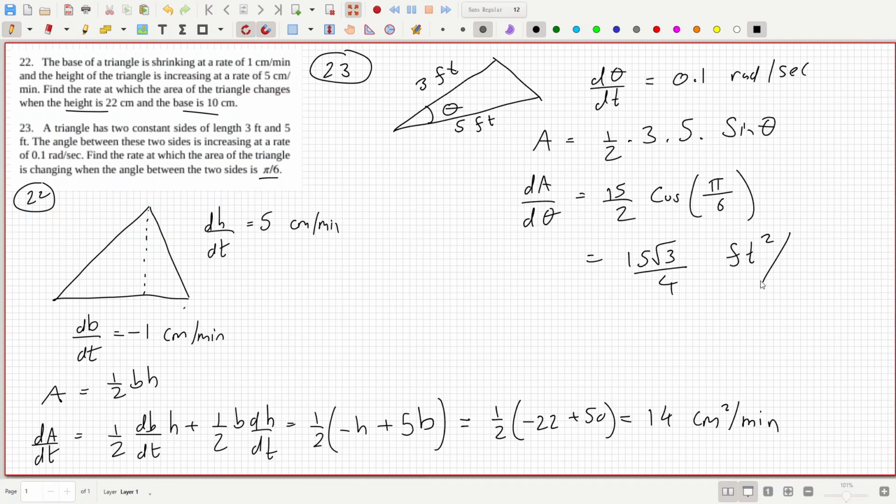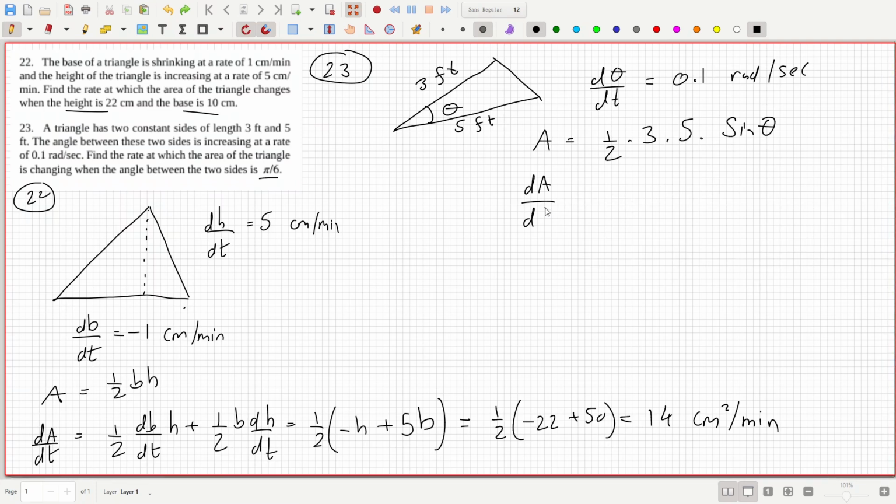No, that doesn't... No, I have to be careful here because... And that's interesting. Is it find the rate at which the area of the triangle is changing with respect to time? I think it must be, since they didn't specify the angle. So I actually have to be a little bit careful here.